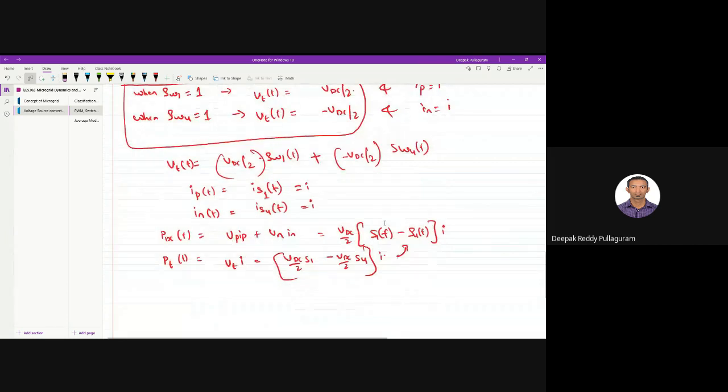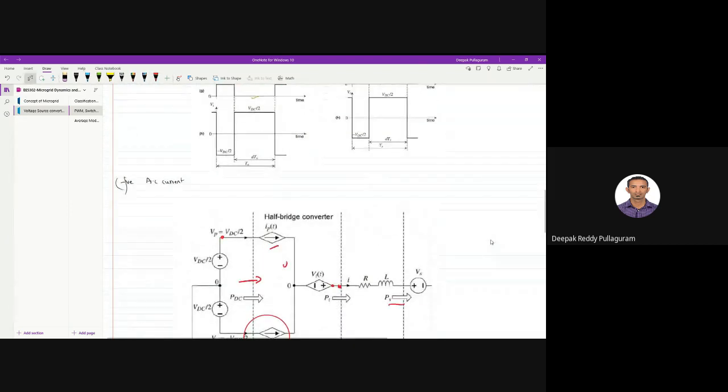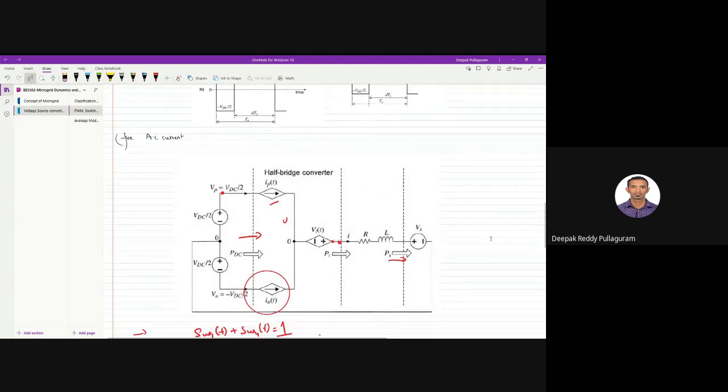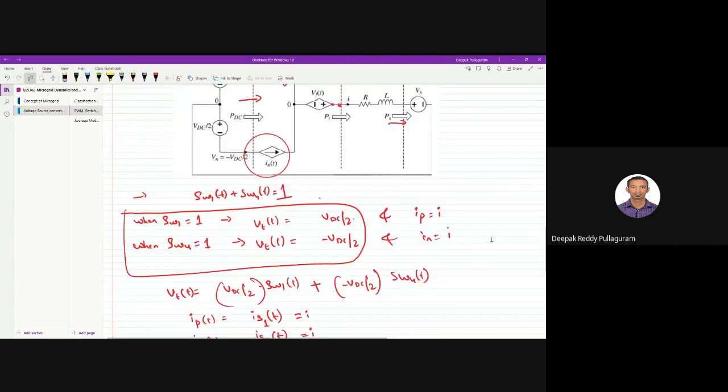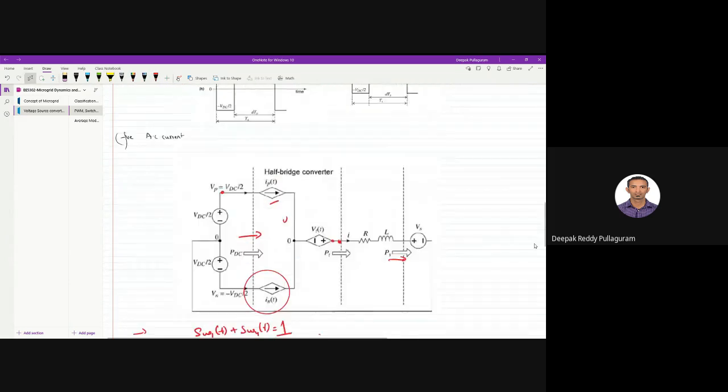Yes, sir. And what happens to the source power? PS of T, that is the power supplied here at this point. We can write it simply as Vs into I, because we don't know what Vs is, it totally depends on Vs, isn't it?